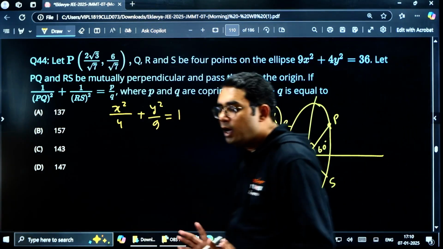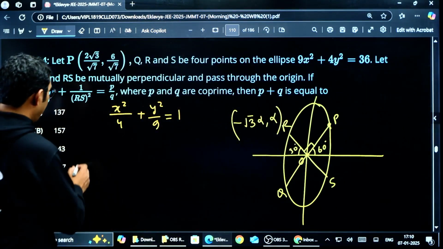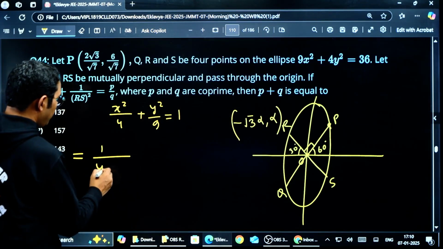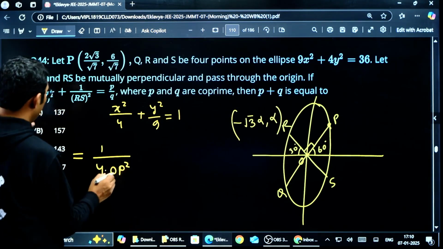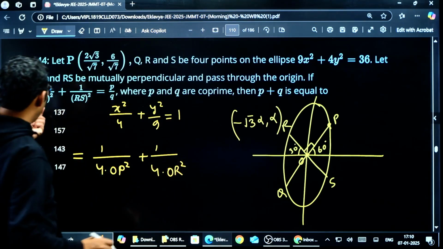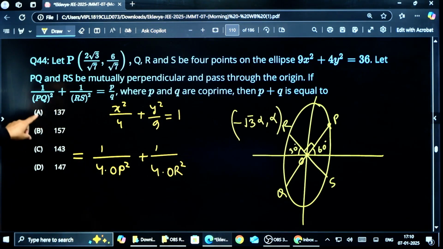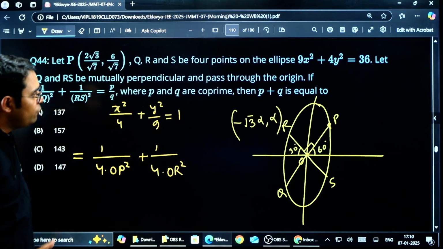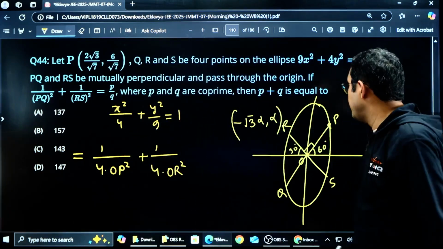Now please see what we are actually finding. This thing will be equal to 1 upon 4 into OP square, and this will be 1 upon 4 into OR square, because PQ is 2 times OP, so whole square gives 4 times, similarly 4 times here. Now OP square can be found using the distance formula. In fact, let us find OP square separately here.